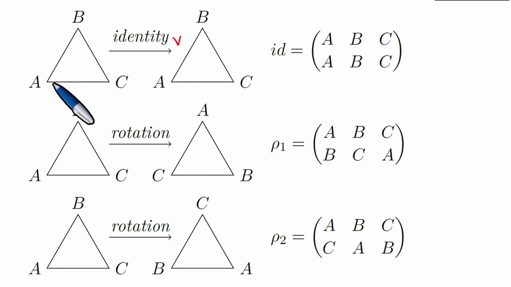Right, so now A is fixed, B is fixed, C is fixed. So all these vertices are fixed. So A goes to A, B goes to B, C goes to C, and this is the identity symmetry, or the identity rigid motion. Now let us look at a rotation.